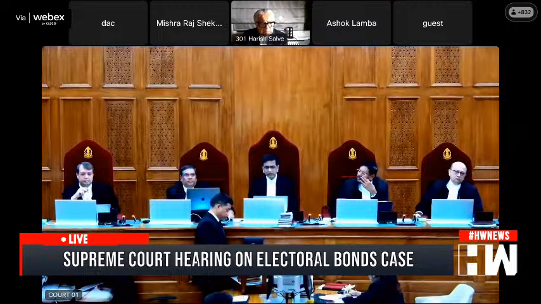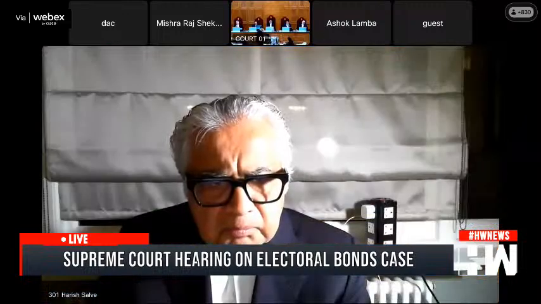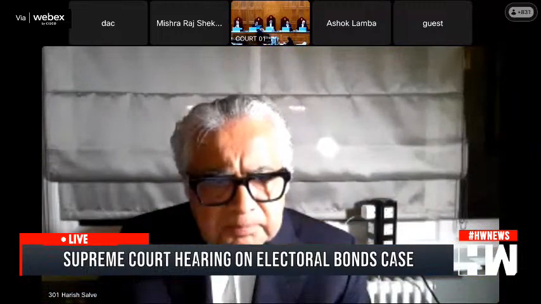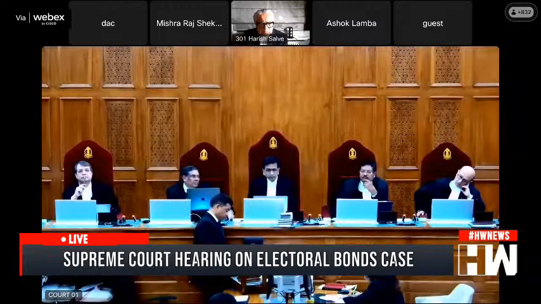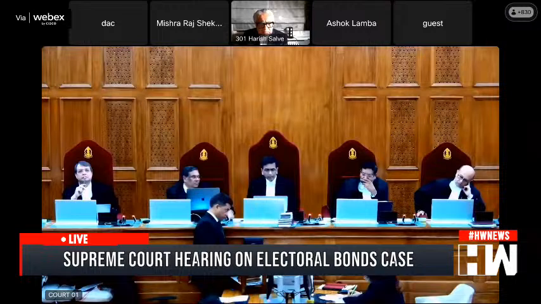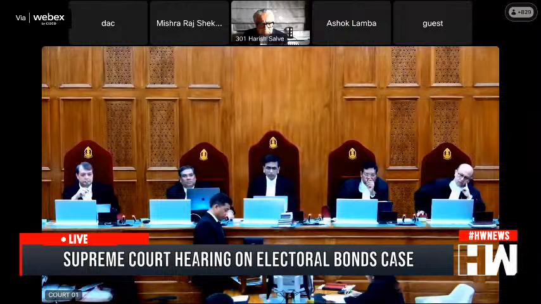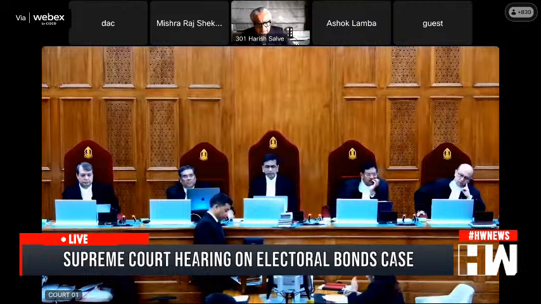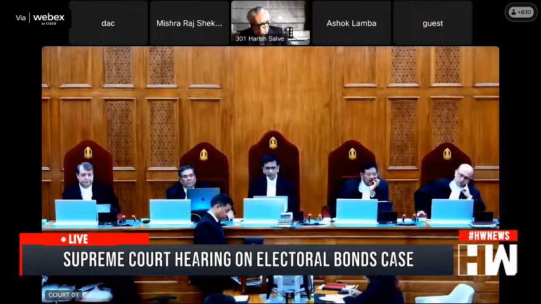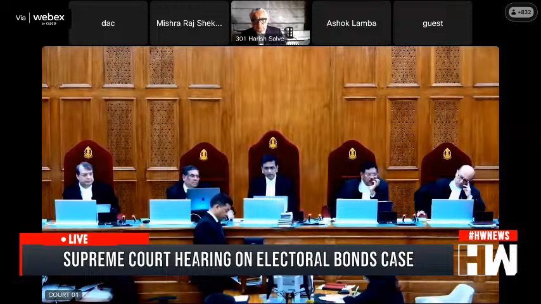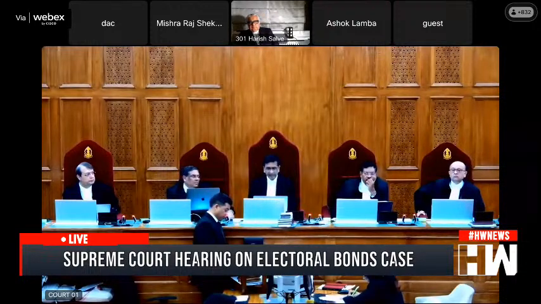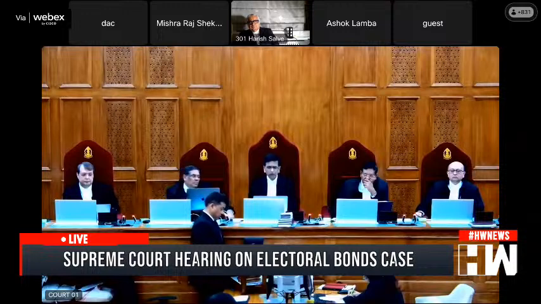SBI seeks an extension of time on the ground that the process of "decoding the electoral bonds and matching the donor to the donations" is a complex and time-consuming exercise. To substantiate this argument, SBI has averred that: A, information is not available in a digital format.